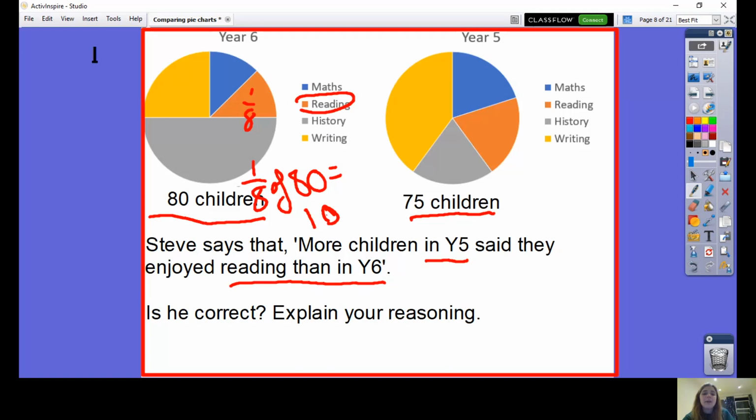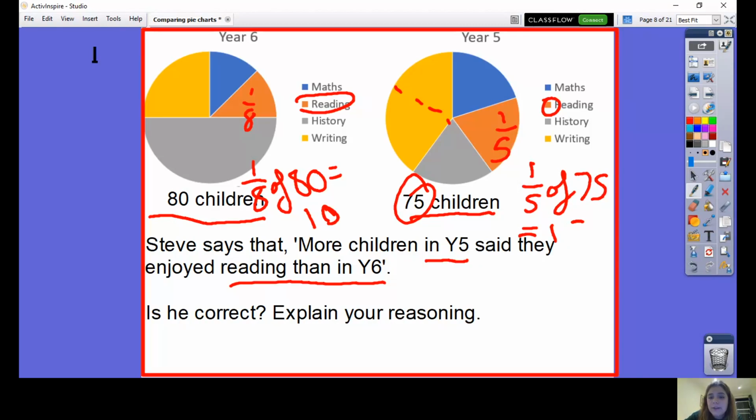Okay, let's check out how many children enjoyed reading in year 5. Reading is orange here, and I can see these sections are all equal, which means I'm dealing with 1/5. I'm looking for 1/5 of 75. 5s into 7 fit 1, regroup 2, 5s into 25 will fit 5 times, that's 15. Okay, so Steve says more children in year 5 said they enjoyed reading than year 6.